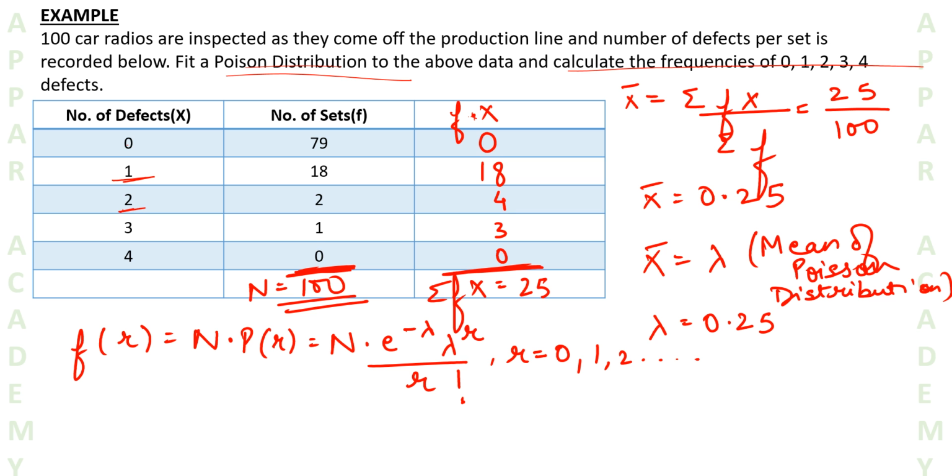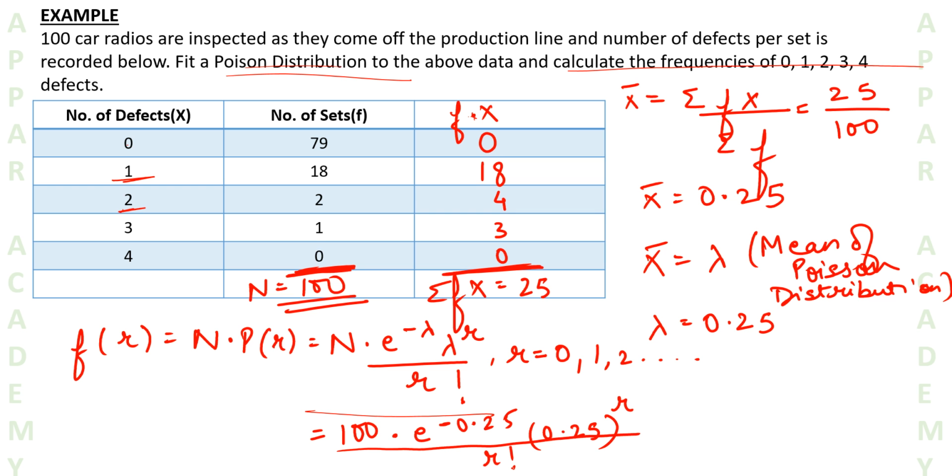So now when we want to compute this, what we will do? We will simply substitute the value of r is equal to 0, r is equal to 1, r is equal to 2, r is equal to 3 and r is equal to 4 in this particular formula. So what is this? This is n. N is 100 into e to the power minus lambda. Minus lambda means minus 0.25. Then lambda to the power r means 0.25 to the power r upon r factorial, right? So this is simply what we need to find.